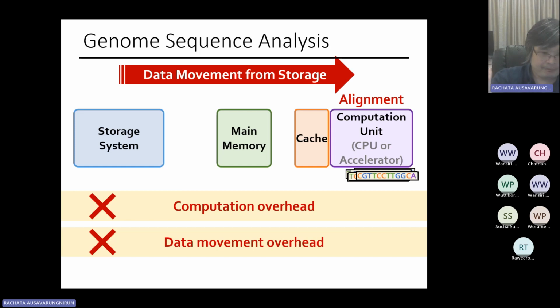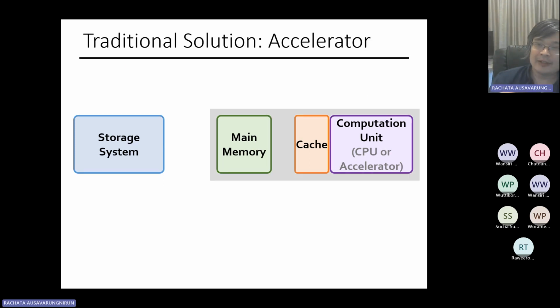But here's the problem. To do this well, it consumes a lot of CPU power. I mean, not power as in electric power, but CPU compute unit. It demands a lot of compute power. Then it also has a lot of data movement. I need to move the data from storage to main memory back to the CPU, right?